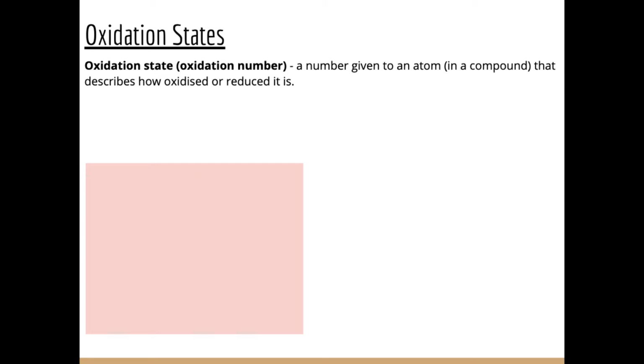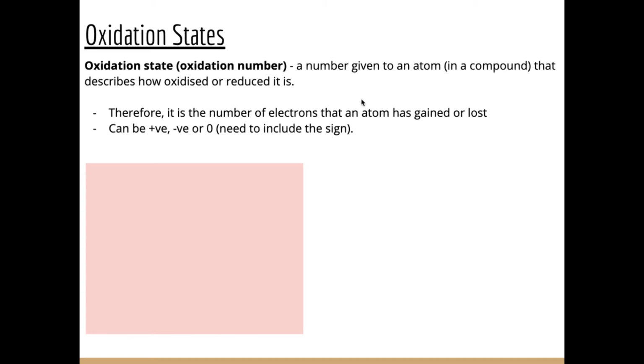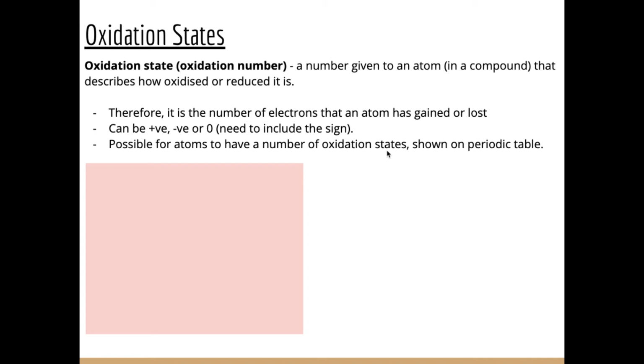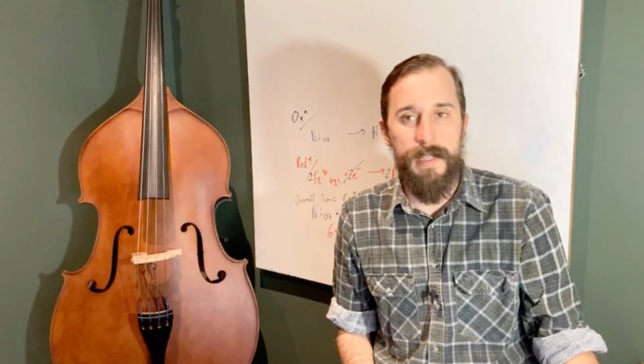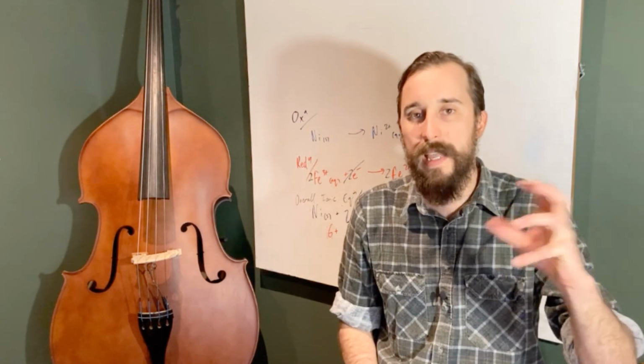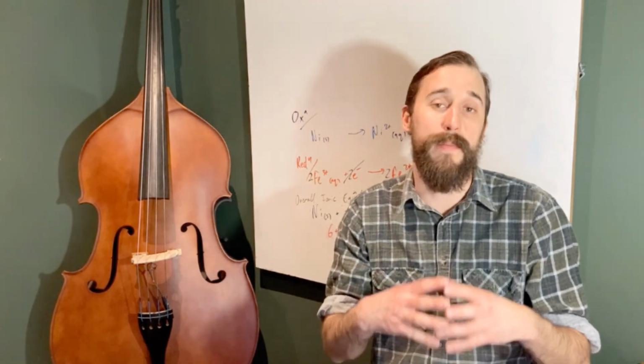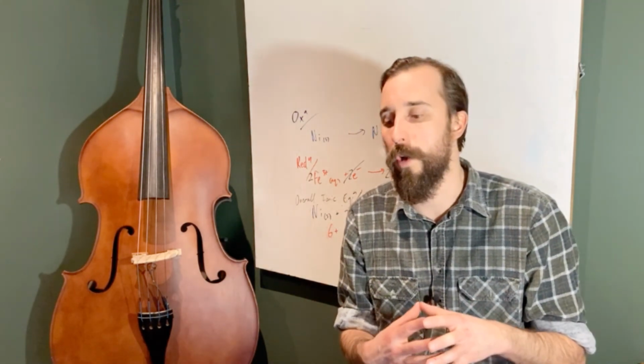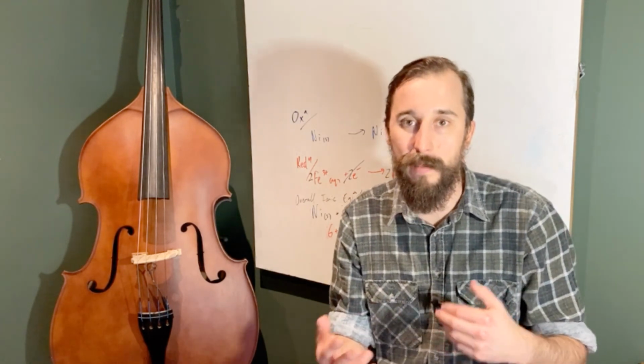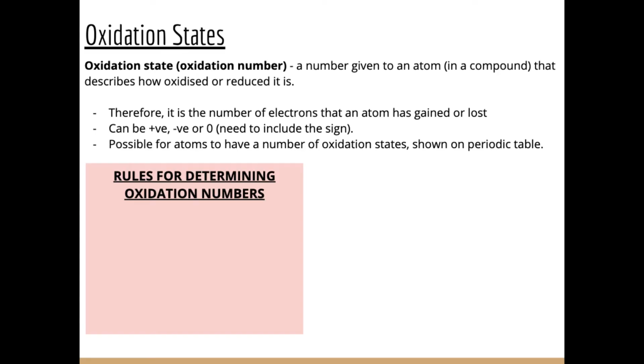It's a number given to an atom in a compound that describes how oxidized or reduced it is. So essentially it's just the number of electrons that that atom has gained or lost. It can be positive, it can be negative, or it can be 0, and you need to include the sign if it is a number. It's possible for atoms to have a number of oxidation states, and you can see those on the periodic table. If you look at the periodic table, you often see little charges down in the box, and for example, it might go like 2 plus, 3 plus, 5 plus, you know, there might be 3 oxidation states that element can be in, or if you look at hydrogen, plus 1, minus 1, there can be 2 oxidation states, but a lot of periodic tables will just show you the oxidation states they can exist in.